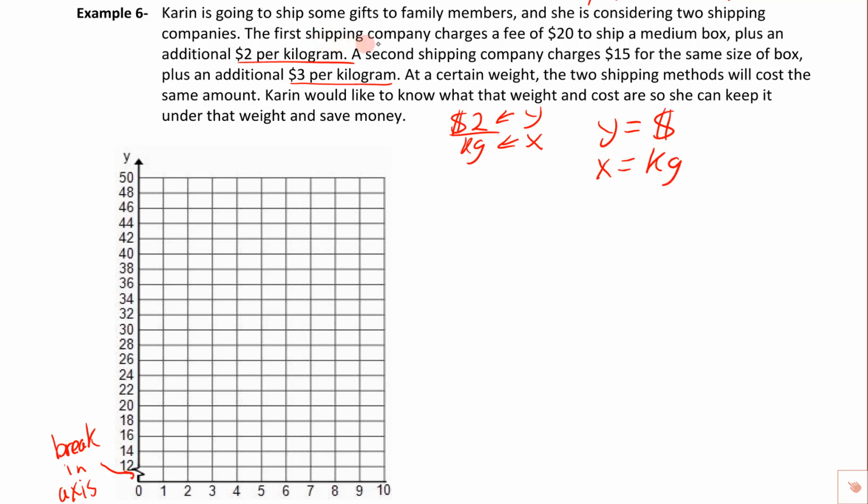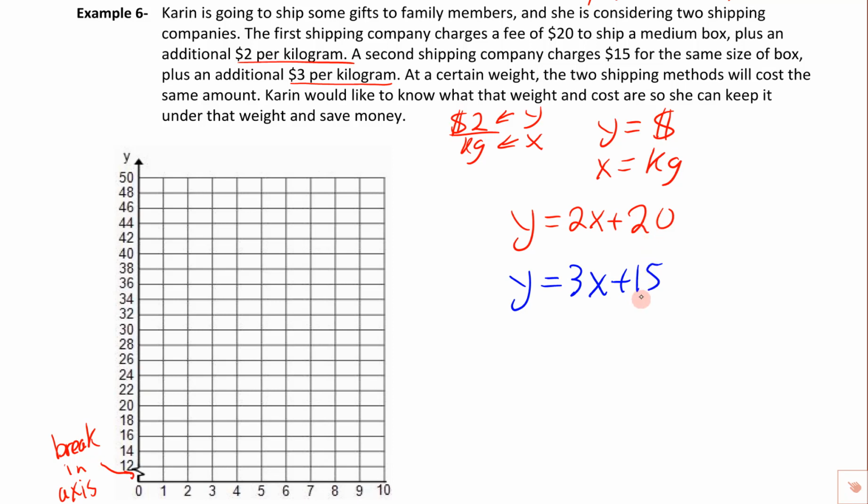So let's take a look at the first one. The total cost of shipping is going to come from two things. It's going to come from that $20 up front plus the $2 per kilogram. So this is going to be 2 times the number of kilograms, and then we add that $20 fee up front. Let's take a look at the next one. This other shipping company, they charge $15 up front and $3 per kilogram. So on this one, we're going to have $3 per kilogram. So we're going to take $3 times the number of kilograms, and then we're going to add 15.